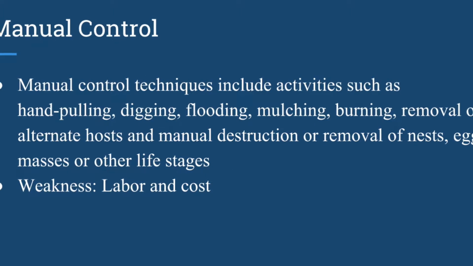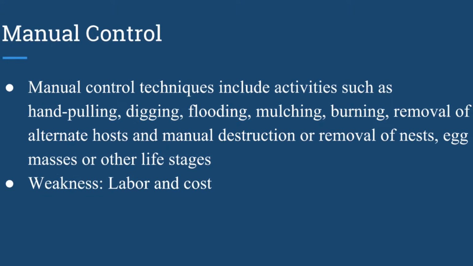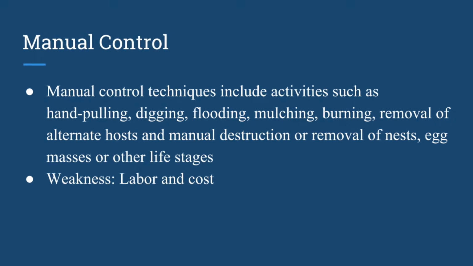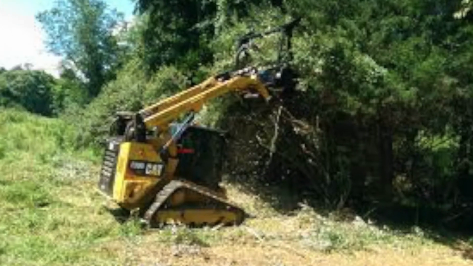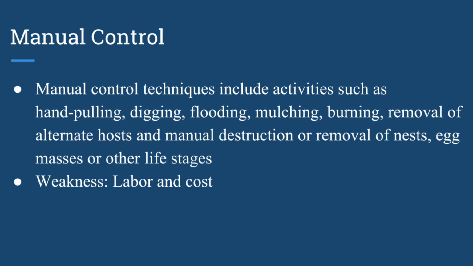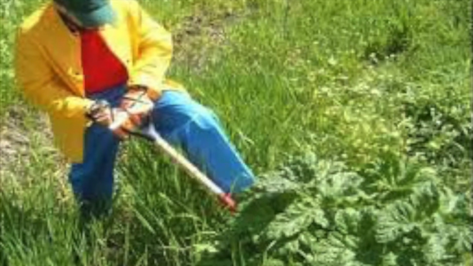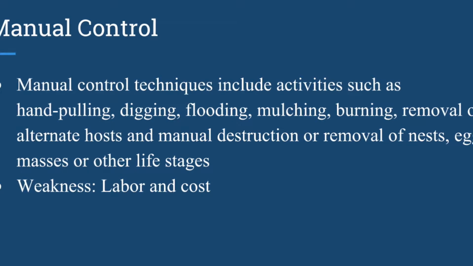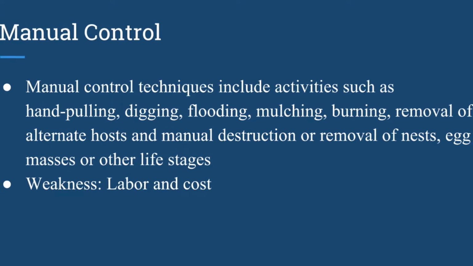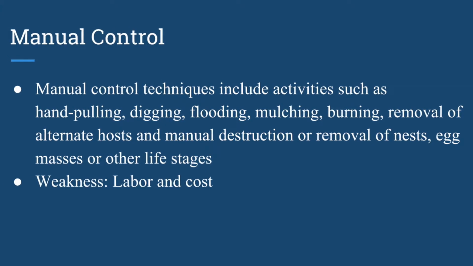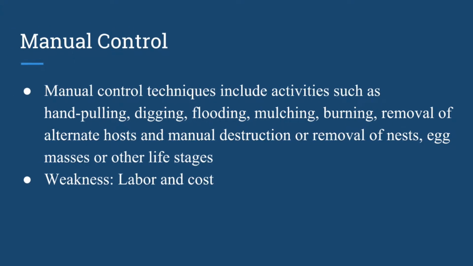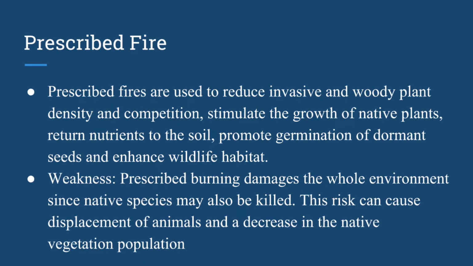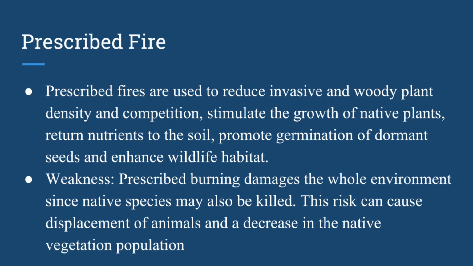The third existing solution we researched was manual control. Manual control techniques include activities such as hand pulling, digging, flooding, mulching, burning, and manual destruction or removal of nests, egg masses, or other life stages. A weakness of this is labor and cost. An example includes flooding an area to drown East Asian Joro spiders that have recently been found as invasives in Georgia. The final pre-existing solution is prescribed fire.